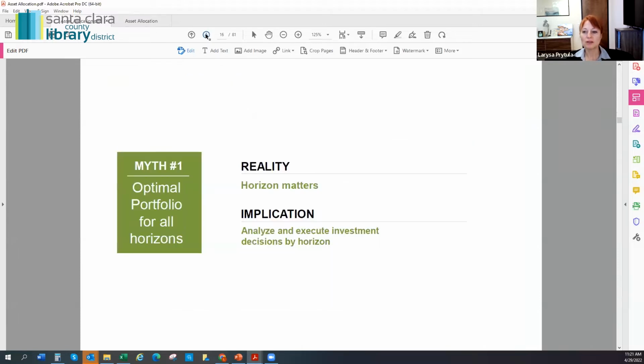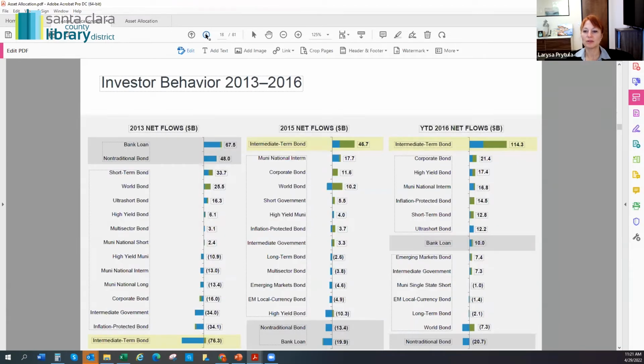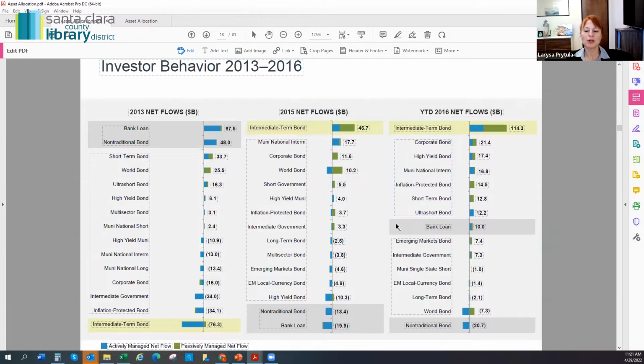So we'll bring it all together and show you some other interesting statistics. This is investor behavior from 2013 through 2016. This was the time, if anybody remembers, when we saw a huge bond outflow and people were dumping bonds because of the muni bond tantrum, and people were worried about interest rates as they are right now. And you should see how much bonds made in the following 2 to 3 years.